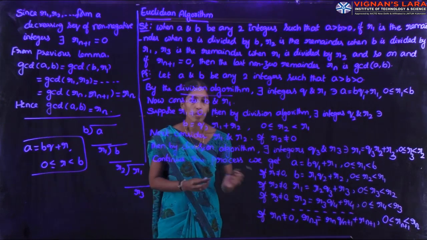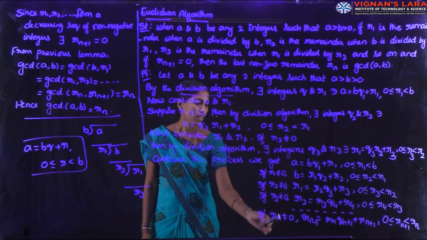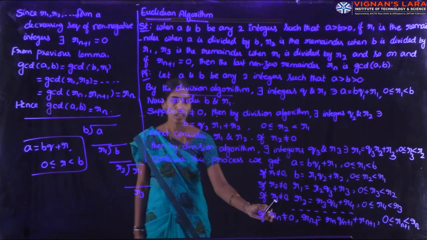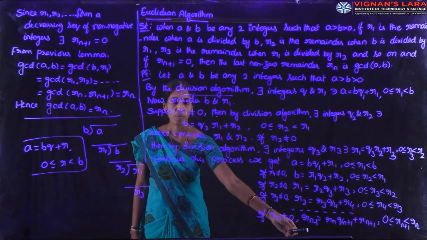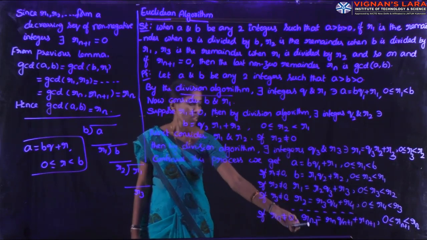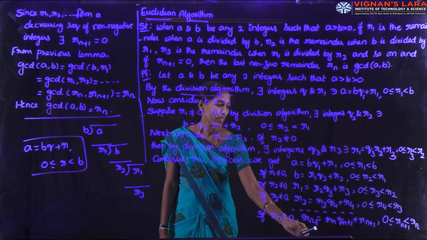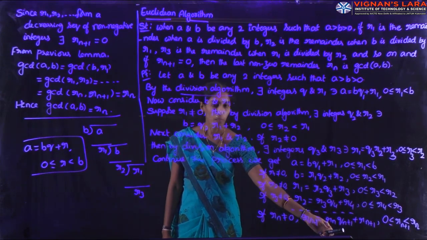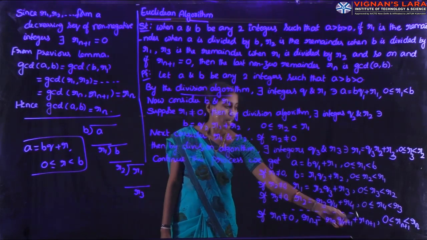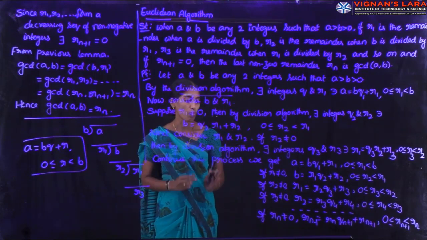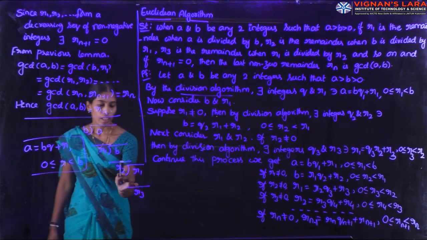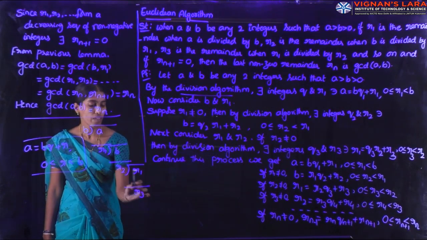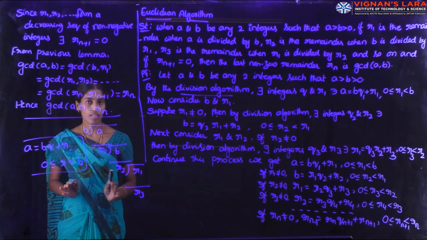So by continuing like this, suppose Rn is not equal to 0, then Rn minus 1 is equal to Rn into Qn plus 1 plus Rn plus 1. This is possible only if Rn is non-zero. See here, if R2 is non-zero, then only we can divide R1 by R2. If R2 is equal to 0, division is not possible.